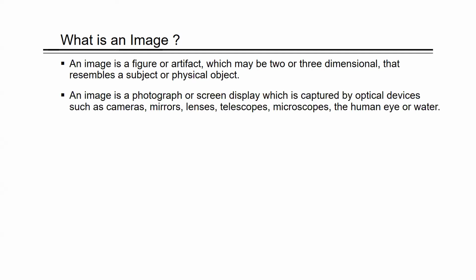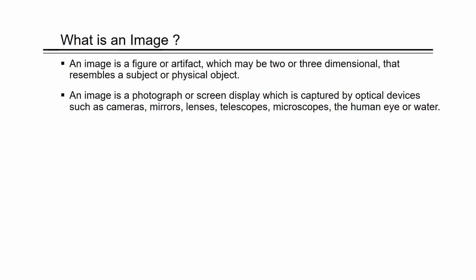So what is an image? An image is a figure, or you can call it an artifact. It could be in 2 or 3 dimensions that resembles a subject or physical object. So if you have any figure that resembles something, a physical object or a person, then you can classify it as an image. And it could also be a photograph or a screen display, which is captured by optical devices.